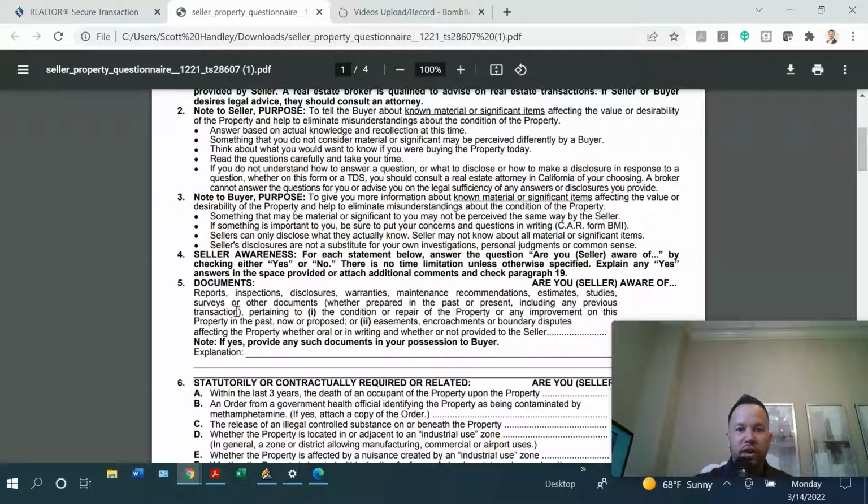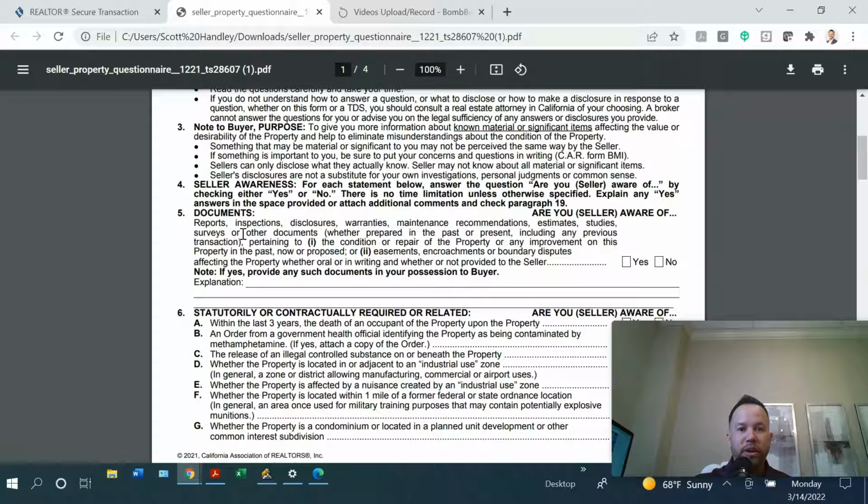Seller awareness. For each statement below, answer the question, are you, seller, aware, by checking either yes or no. There is no time limitation unless otherwise specified. Explain any yes answers in the space provided or attach additional comments and check paragraph 19. Okay.